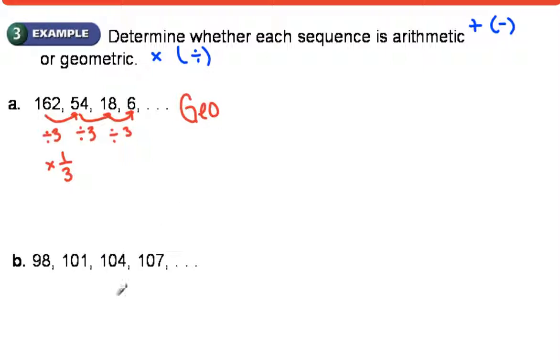Now looking at 98, 98 to 101, 101 to 104, 104 to 107. 104 to 107, we added 3. 101 to 104, we added 3. 98 to 101, we added 3. Because we are adding, this one is going to be arithmetic.